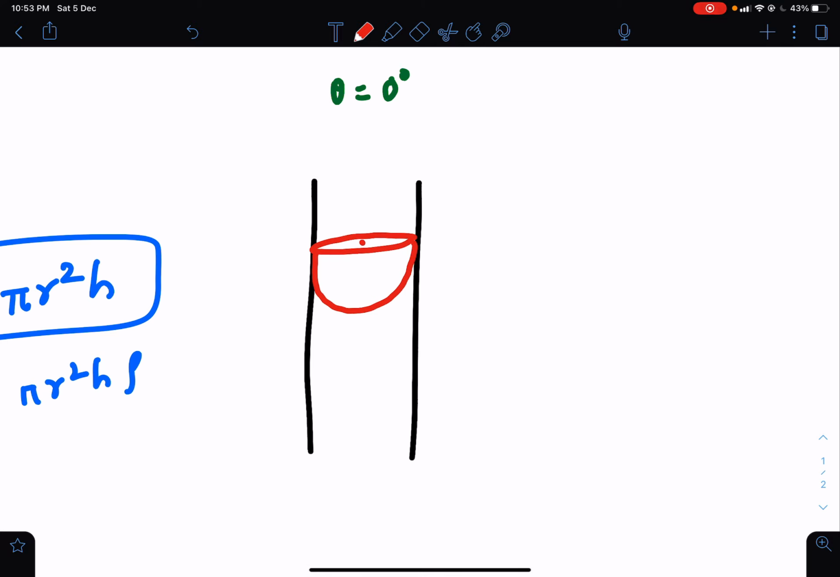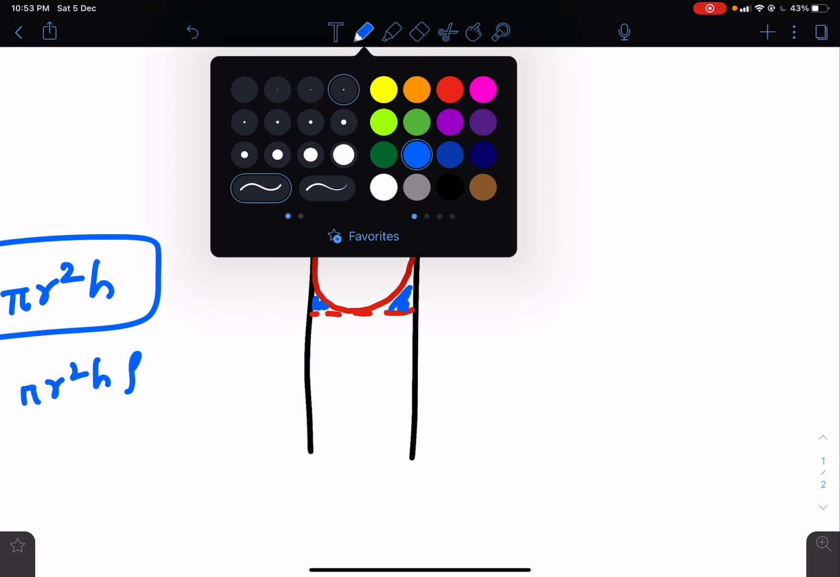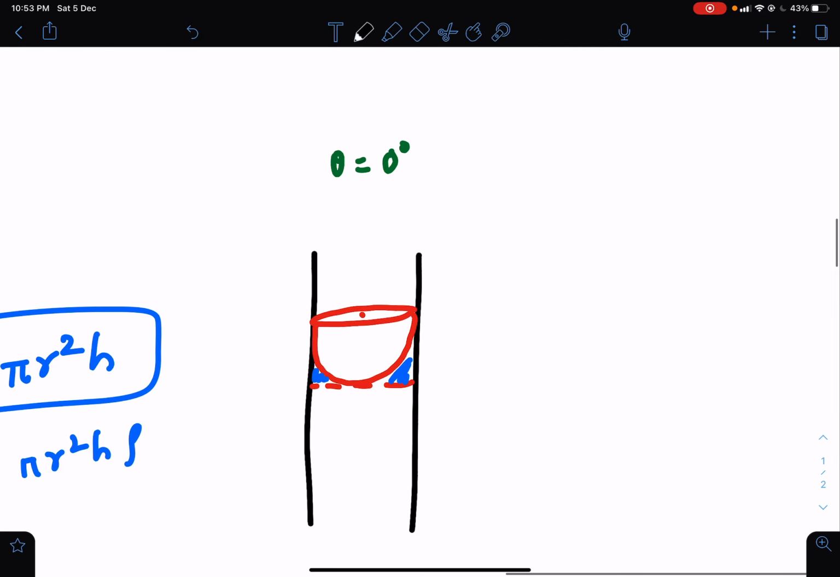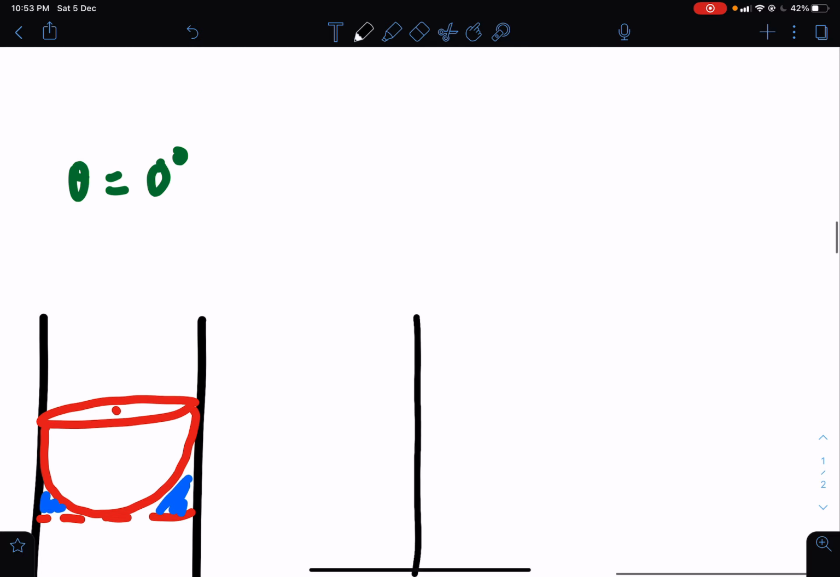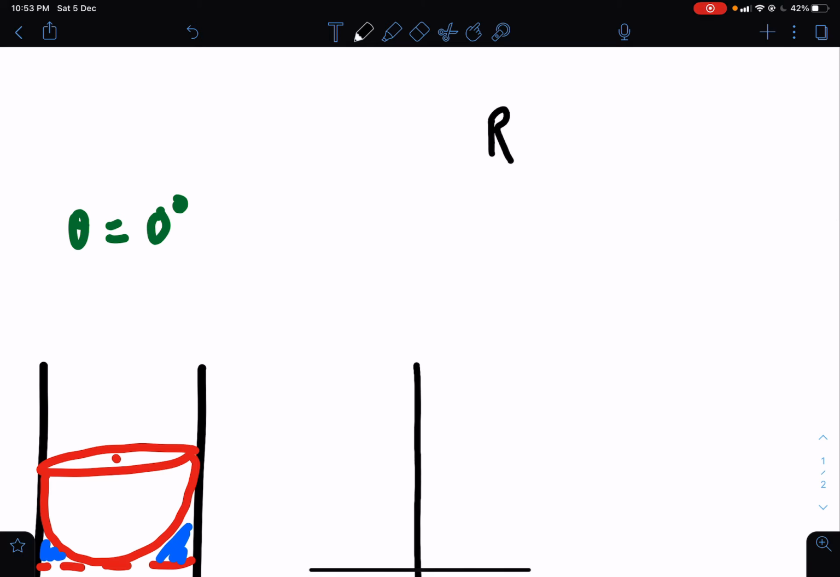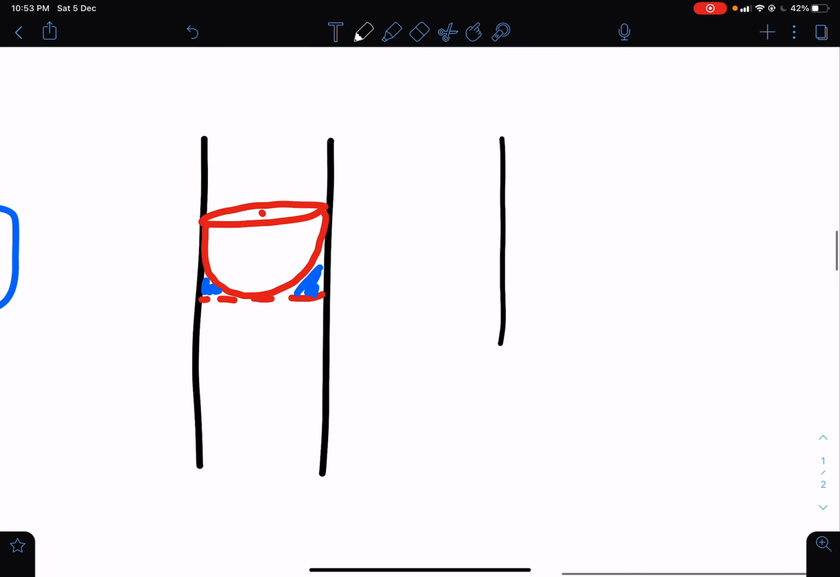It's a perfect hemisphere in case of theta equal to 0, and so in this case there is a different weight that we are ignoring, which is this weight here and this weight here. On the other hand, if this theta is let's say 60 degree, then you may remember that the radius of the meniscus and the radius of the tube are related by this formula, r equal to R cos theta, if you remember.